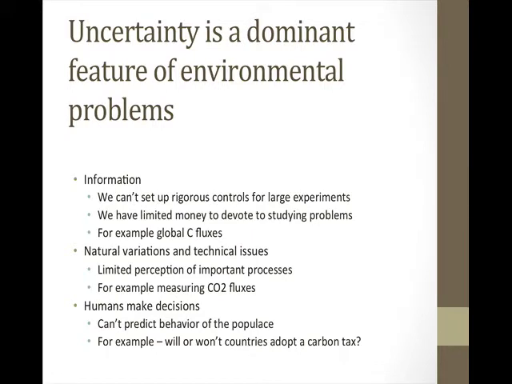So from those features, you can see that uncertainty is really a dominant feature of the issues we have to deal with. So let's just break that down. We have information. I'm going to give you an example, say for global carbon fluxes. For information, we just can't set up rigorous controls for large experiments, especially if we're talking about global carbon cycles. We only have one globe. One Earth. We can't just set up replicates. We have limited money to devote to studying large problems such as this.